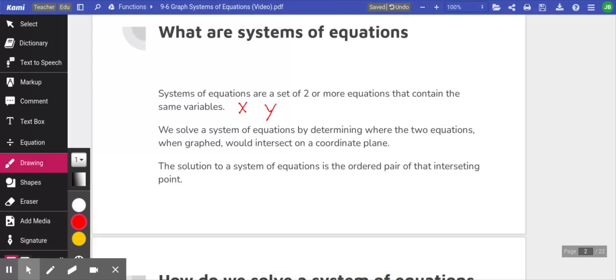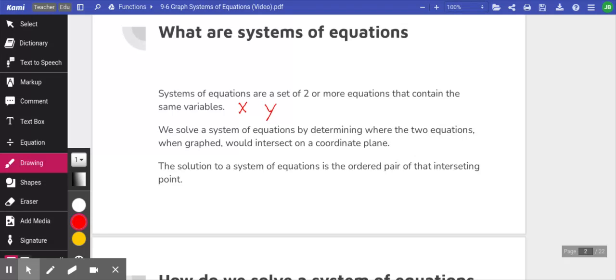However, certain word problems or certain situations may cause us to use different variables, such as t for time or c for cost. And that's okay too, as long as we recognize which one is the dependent variable and which one is the independent variable, meaning independent variable going on the x-axis, dependent variable going on the y-axis.